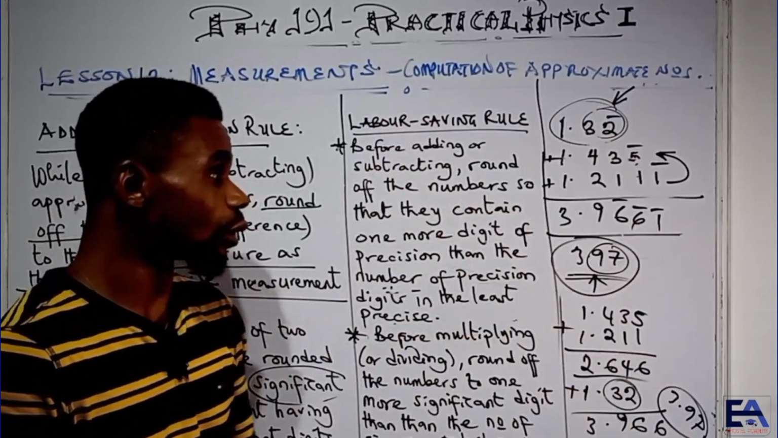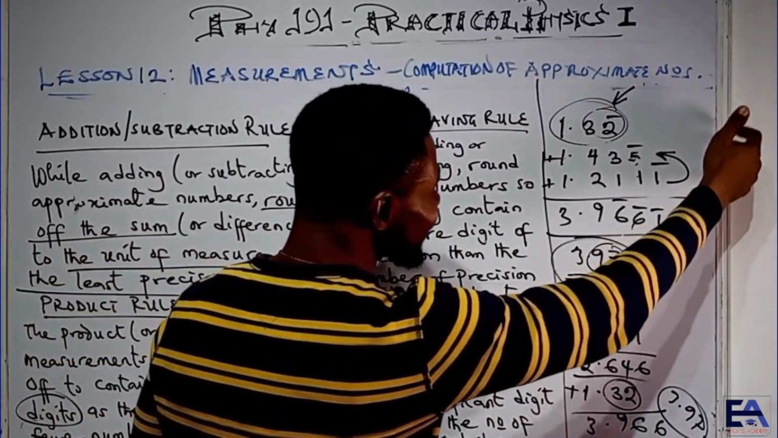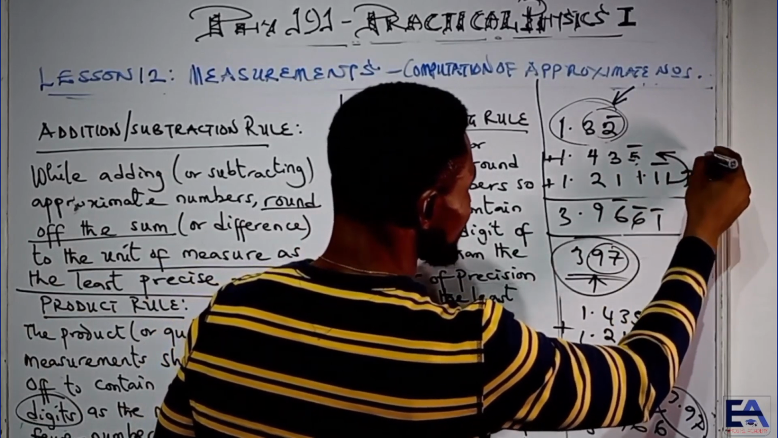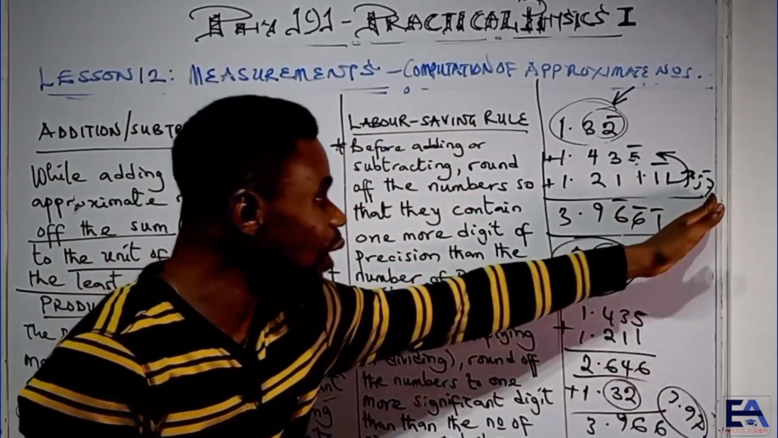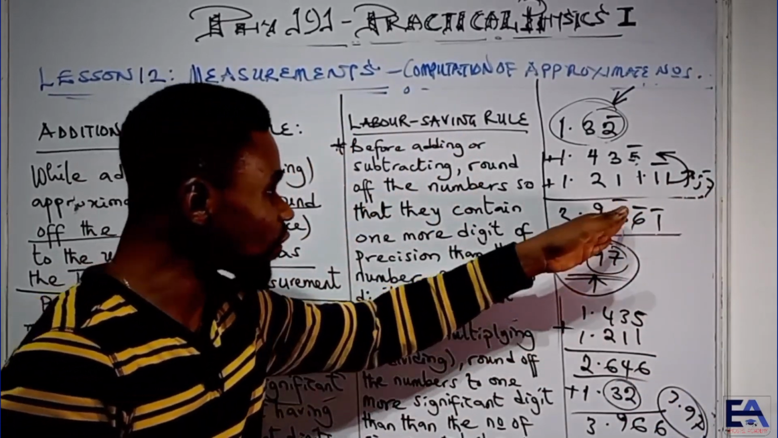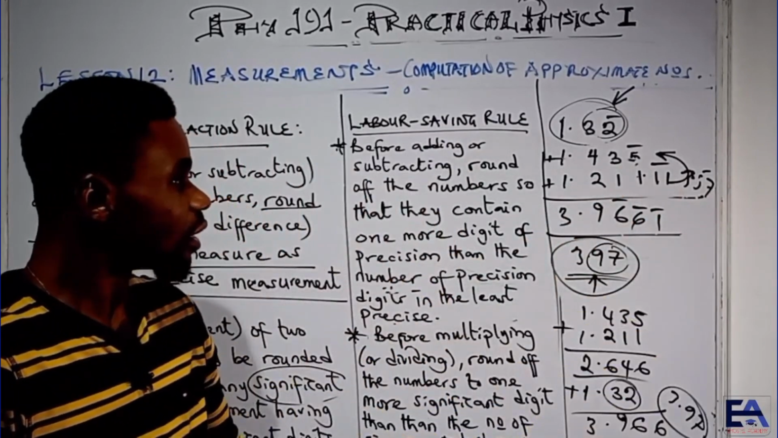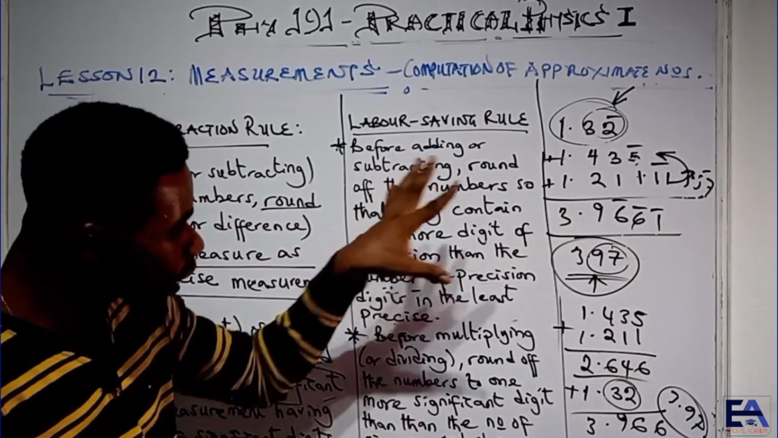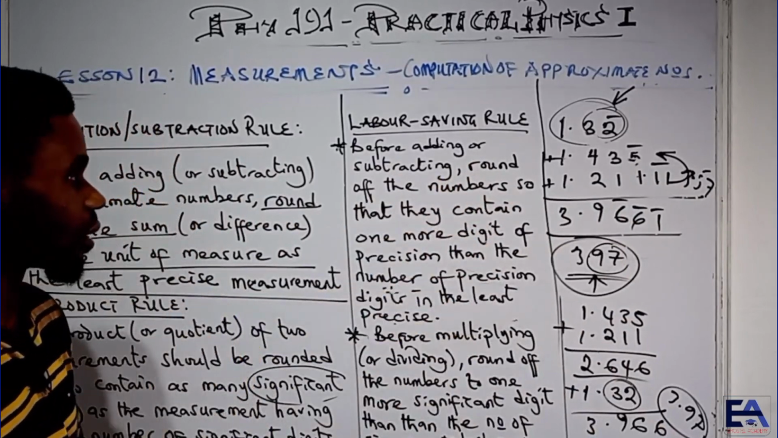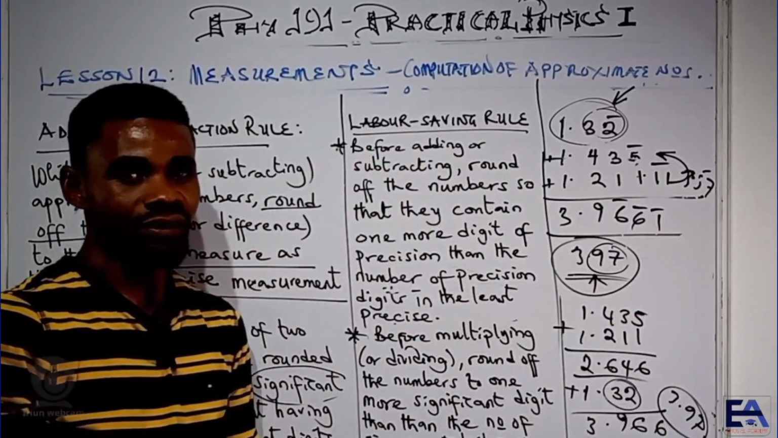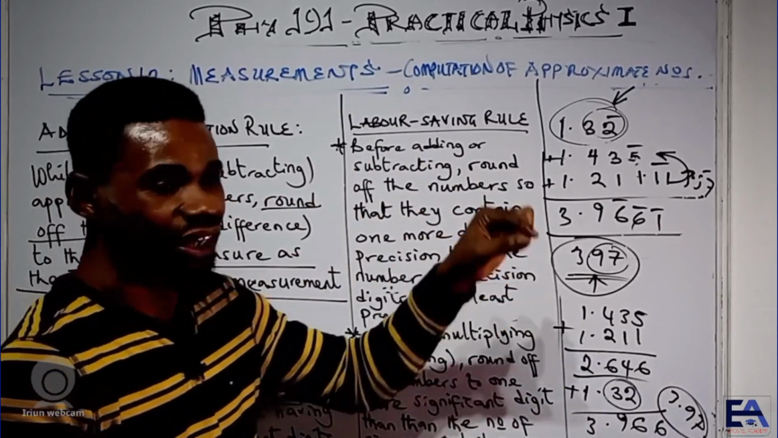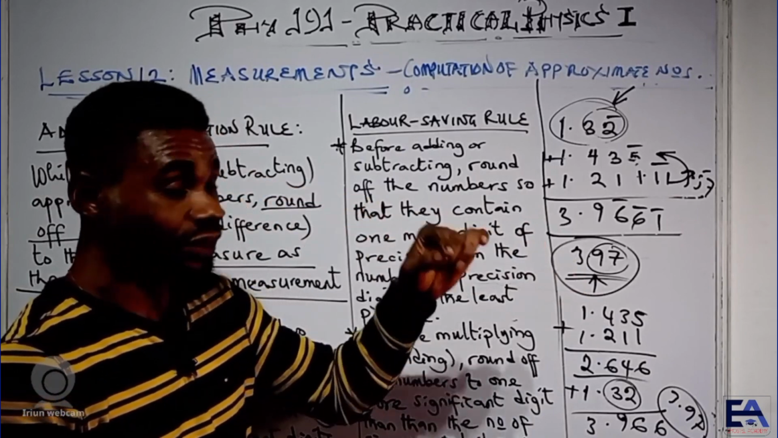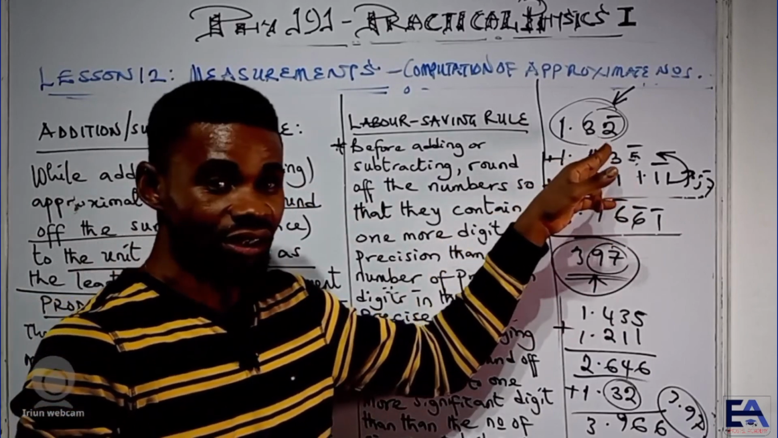We call it labor saving rule because it will prevent you from having to add plenty other digits. So if this one is like 2.111135789, I will first have to add all of these, then before I reach here, I will now drop everything. So to save that work, to save that labor, to save that effort, we now said, okay, fine. Look into the things you want to add or subtract. Drop off every other number and stop only at one more significant digit, beyond the precision digit of the least precise.